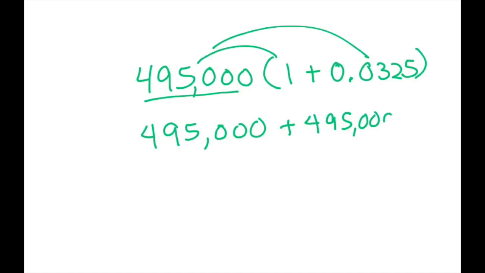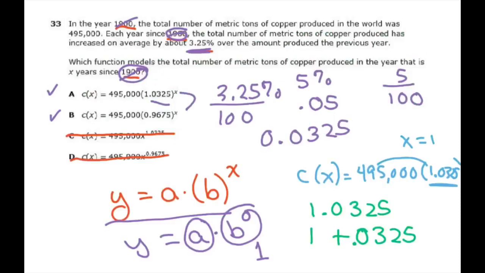plus your 495,000 times your 3.25%. So you take your initial amount and add it to that. That's why they have the 1. So your answer is going to be A.